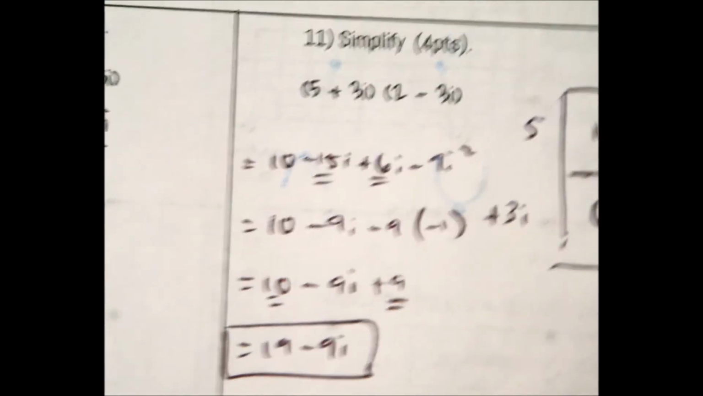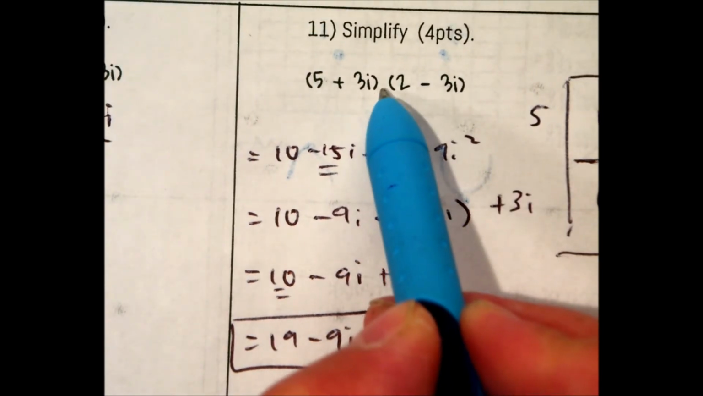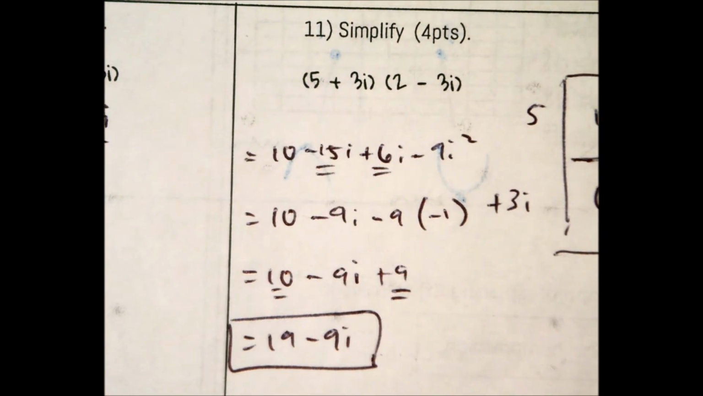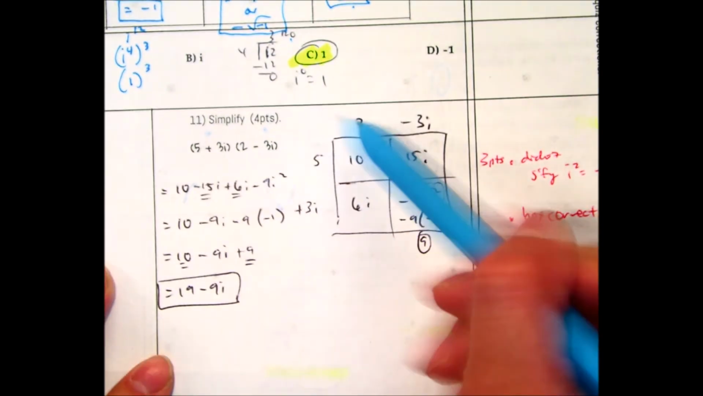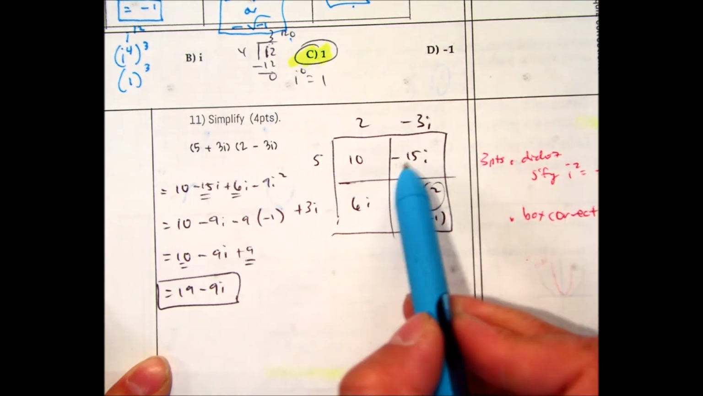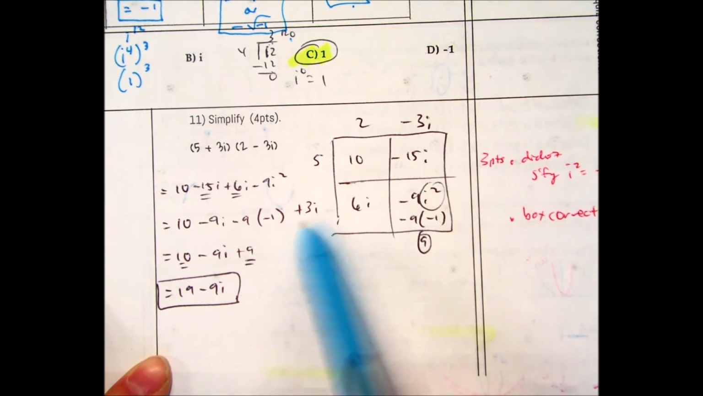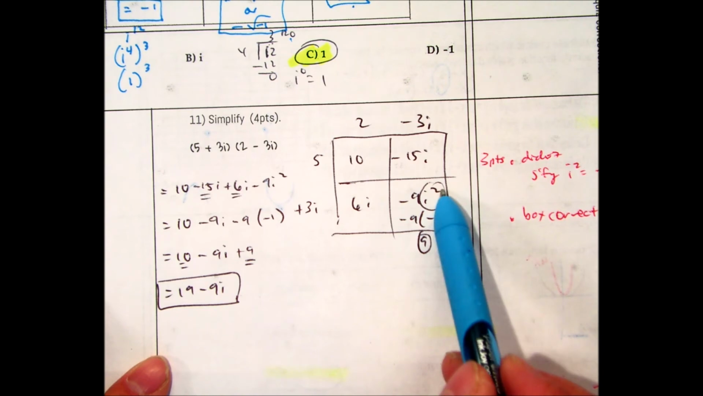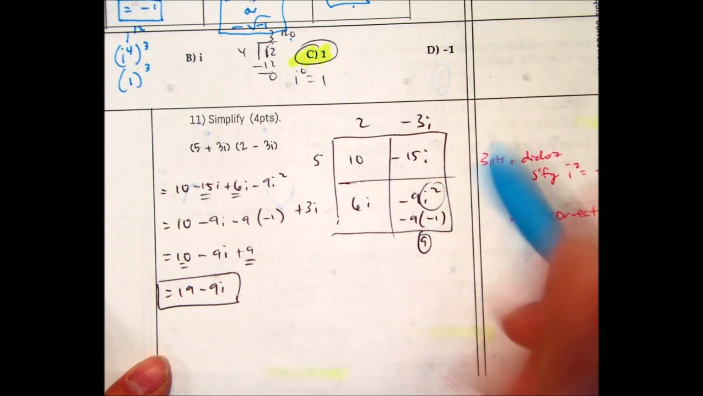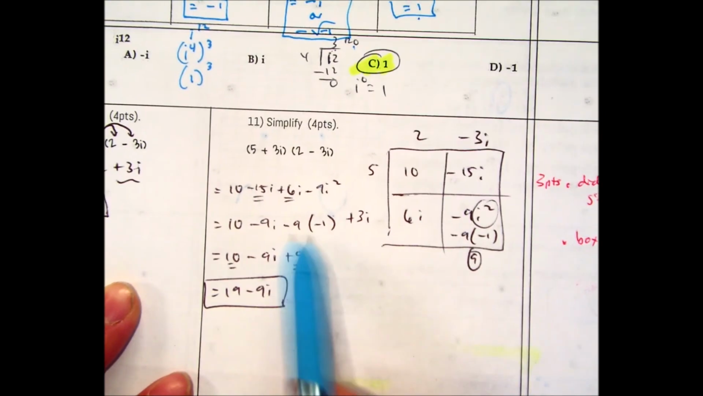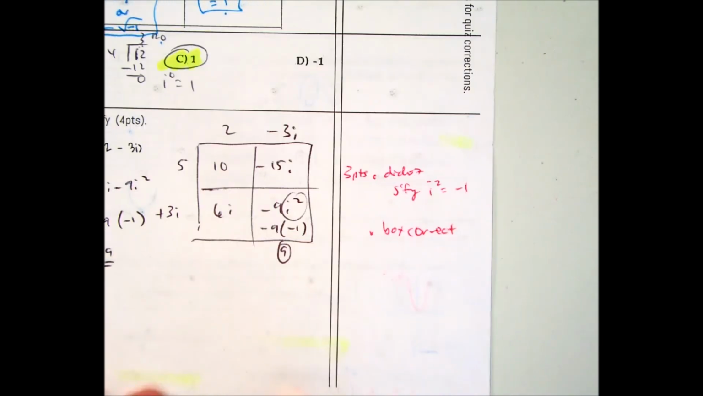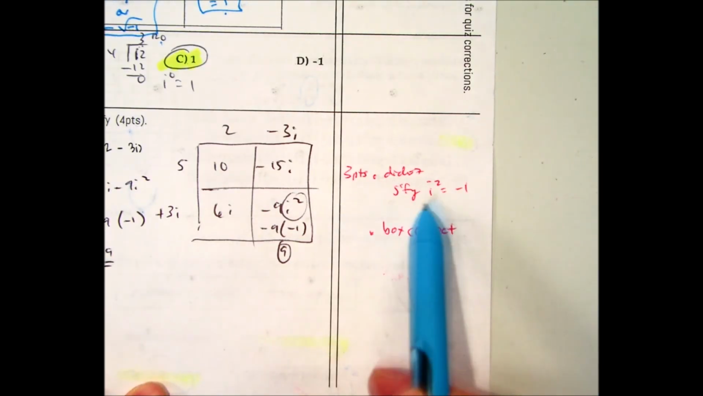Question number 11. Pay attention, there is no math operation between the two of these. So you can use FOIL or my box if you did the box. 2 times 5 is 10, 5 times -3i is -15i, 2 times 3i is 6i, and 3i times -3i is -9i squared. Remember, i squared is equal to -1, so negative times negative is a positive. Add those two together, you get 19, so I get 19 minus 9i. You only got 3 points if you did not simplify i squared to be -1.